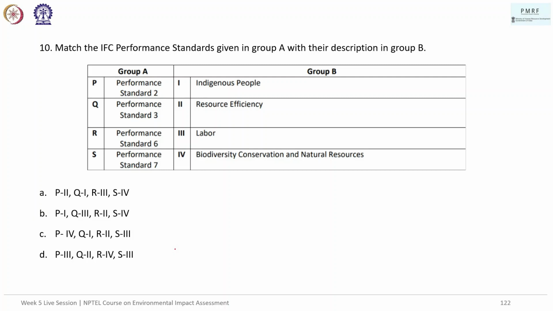Okay. Moving on to the next question, which has been brought up in the discussion forum as well. So let's take a look at what the answer is. Match the IFC performance standards given in Group A with their description in Group B. So we have PS2, PS3, PS6, and PS7. And the themes are indigenous people, resource efficiency, labor, and biodiversity conservation and natural resources. Just give me the closest answer possible.